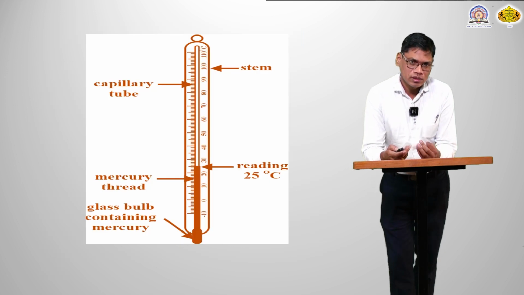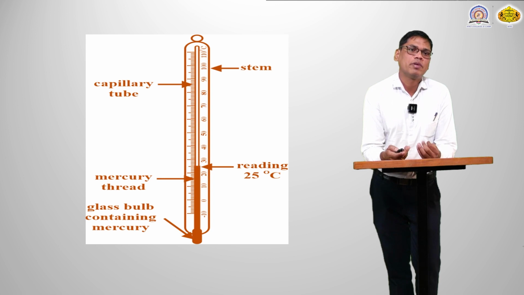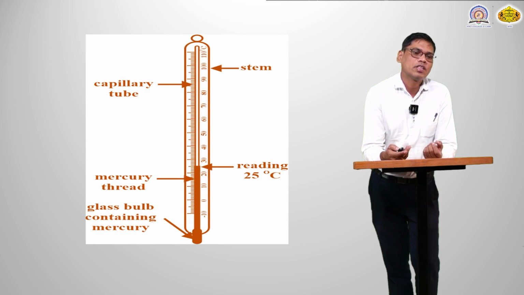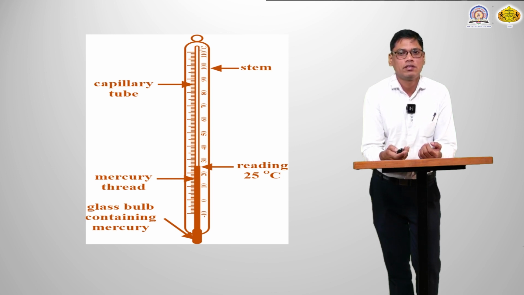This is a typical liquid thermometer, a mercury thermometer. You can see here the capillary tube, the stem on which the scale is marked, and the mercury thread, which we can see. The glass bulb is for containing the mercury inside. On the thermometer, 25 degrees Celsius is the temperature measured on the scale.